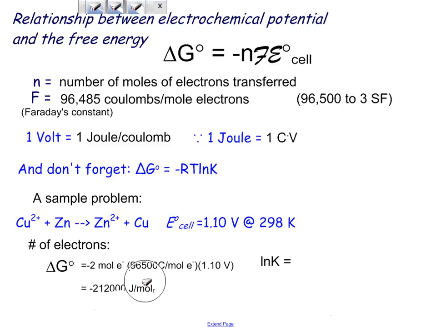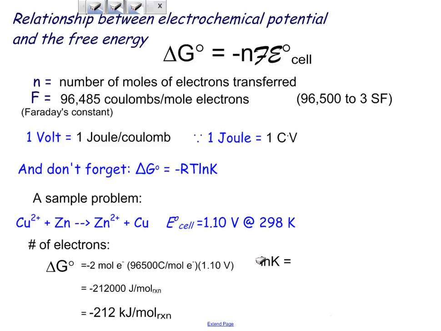So if I multiply those out, a coulomb times a volt is a joule, but that's a huge number to leave in joules, so I'll divide it by 1,000 and call it negative 212 kilojoules per mole reaction. That releases a lot of free energy. That's delta G. That doesn't necessarily mean it releases a lot of heat, but it releases a lot of energy. That's why we can get electric current enough to measure. We can use them for batteries.